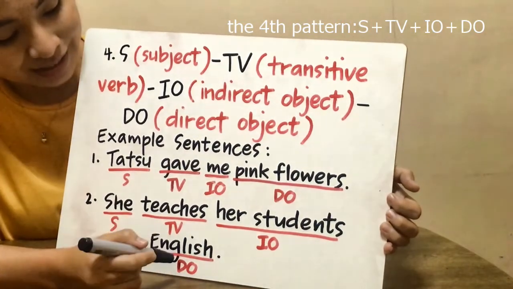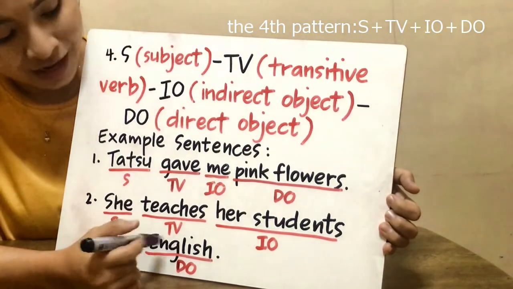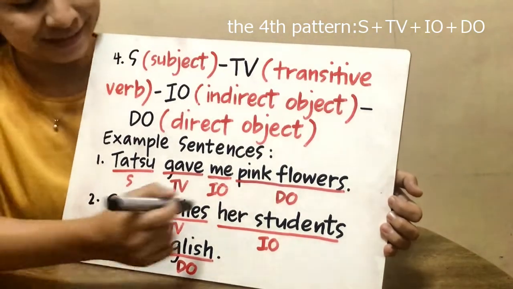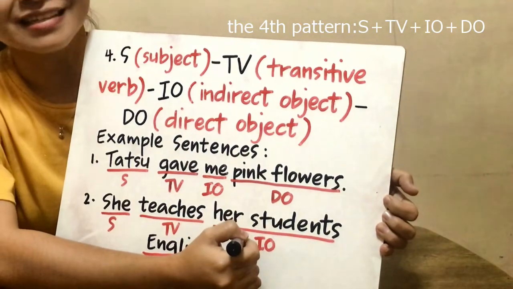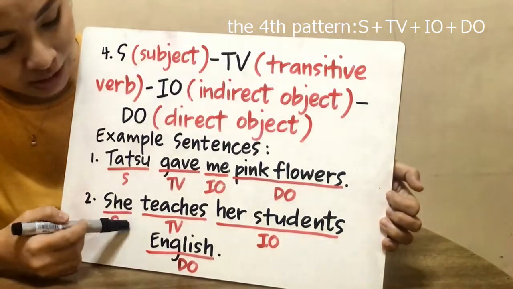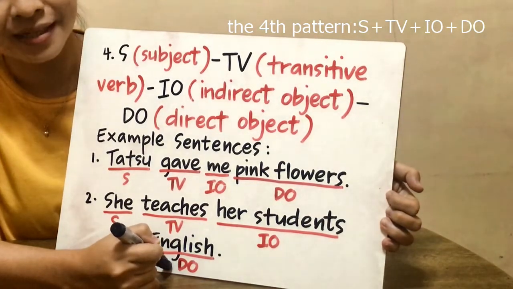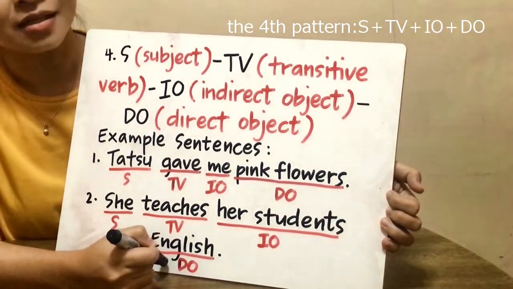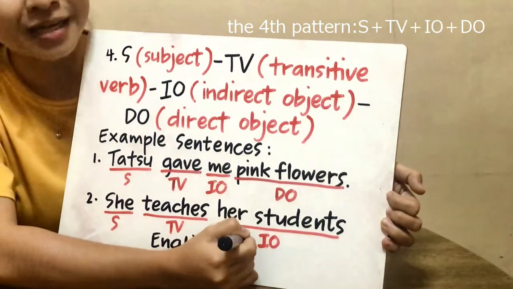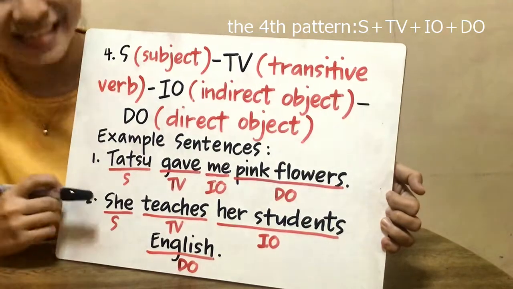Now, the second question is to identify the indirect object. Let's try this. Who got to learn English? What's the answer? Her students. So this is your indirect object. Okay, let's try that again as a review. So she teaches what? English, and English is your direct object. Then, who got to learn English? It's her students. So her students is your indirect object. Is everything clear? That's the last example.